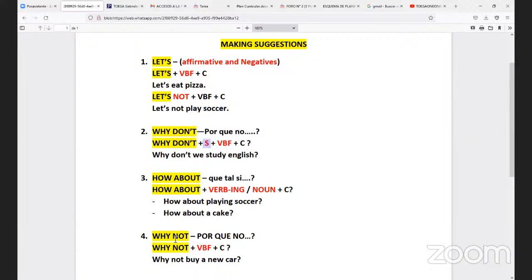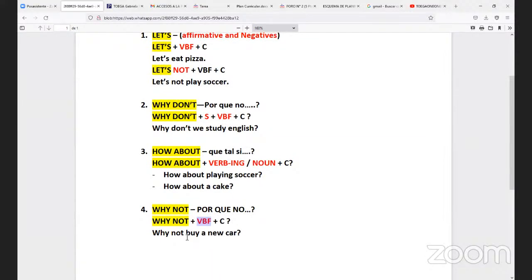But with "why not," this is kind of informal because we don't have an auxiliary here. We have just "not." This is like an informal way. So "why not?" And we don't have a subject here. We just have a verb in base form and the complement. Why not buy a new car? ¿Por qué no comprar un nuevo auto?